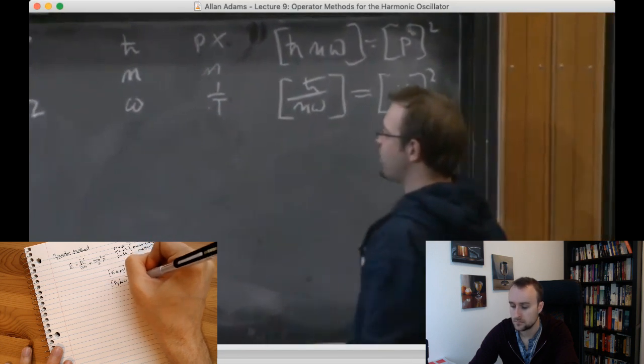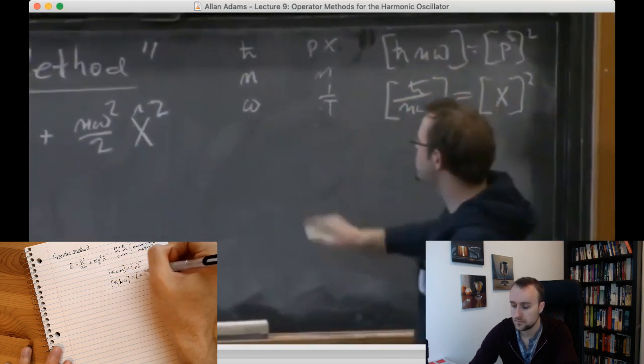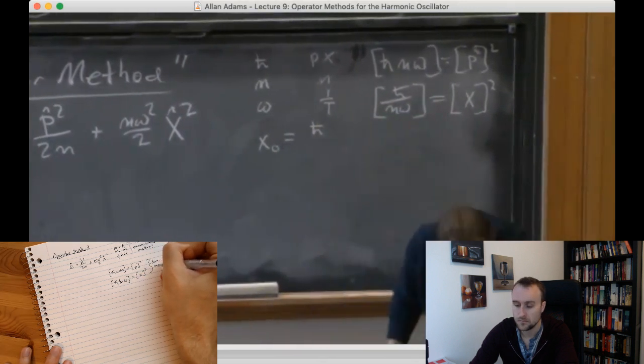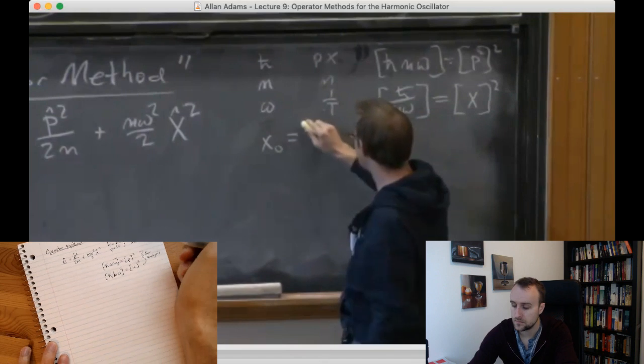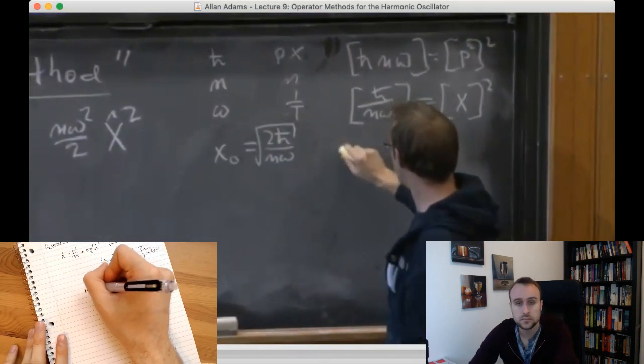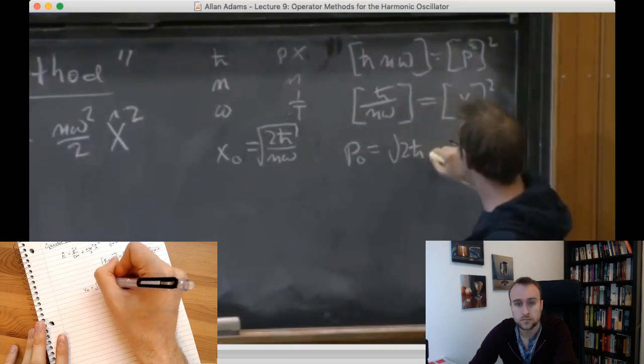Okay. And with a little bit of foresight from factors of 2, I'm going to use these to define two scales. x naught is equal to the square root of 2 h bar upon m omega, and I'm going to define p naught is equal to the square root of 2 h bar times m omega.